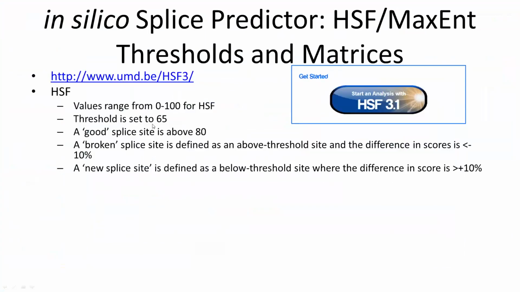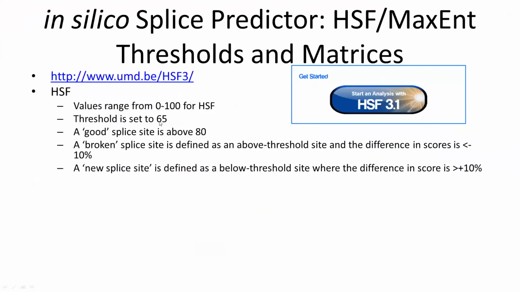So HSF is actually, this website builds HSF and MaxEnt, which are two different algorithms but provided all on the same website. So it's a two for one. So HSF, the values range from 0 being a non-splice site score and 100 being the strongest score.